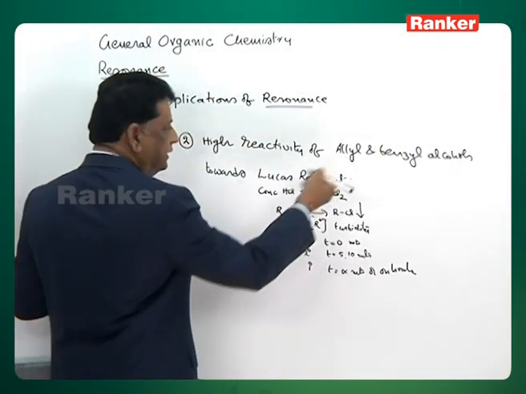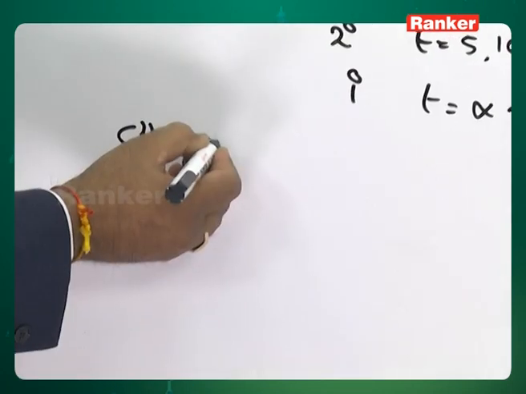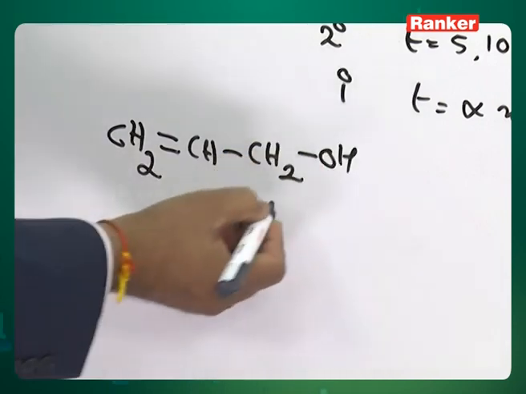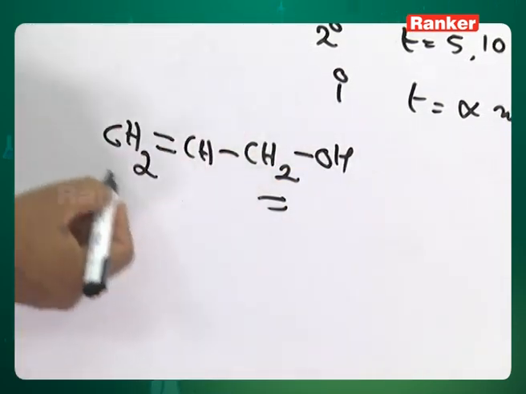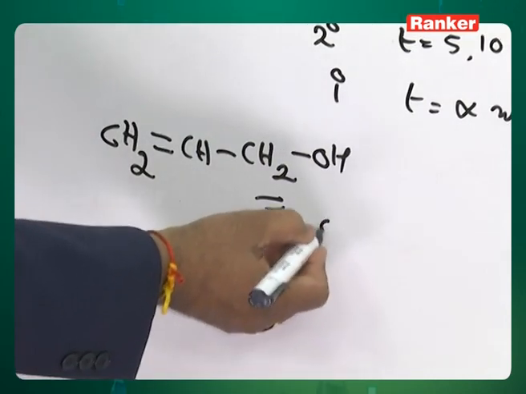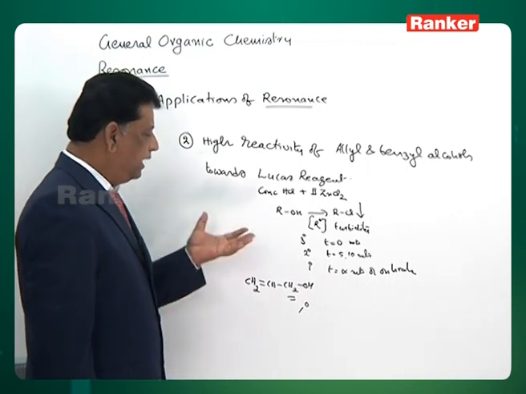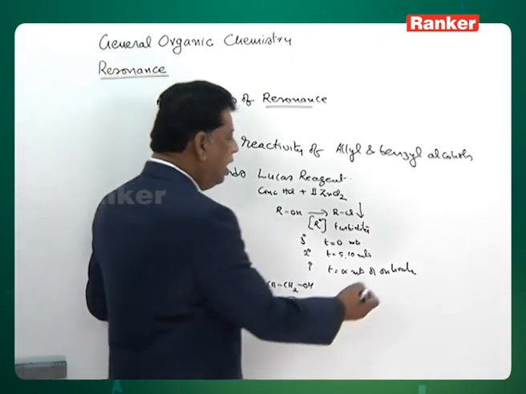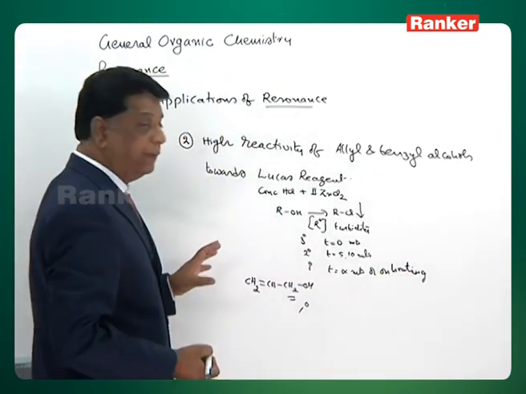Now, consider allyl alcohol. What is allyl alcohol? Allyl alcohol is basically a primary alcohol. See, the carbon attached to OH has one alkyl group, therefore it is classified as a 1 degree alcohol. What is the expected reaction? The time should be infinite, or the reaction should take place only on heating. This is the expectation.